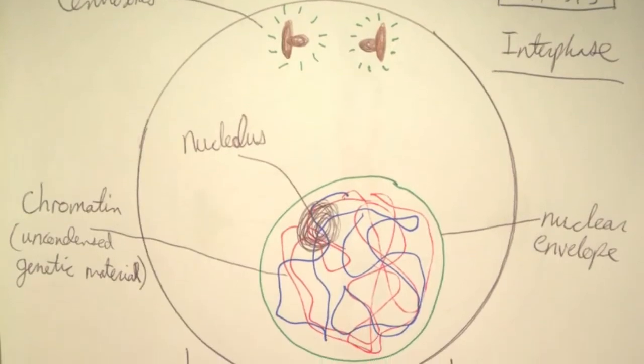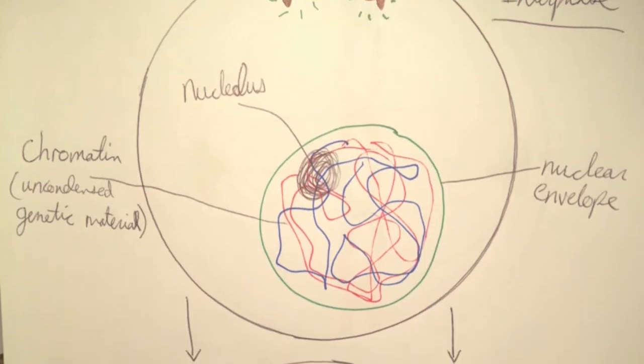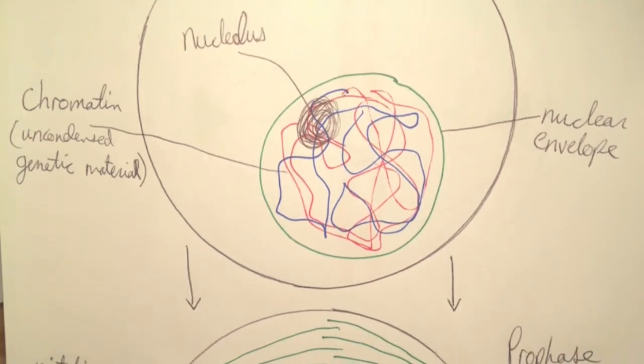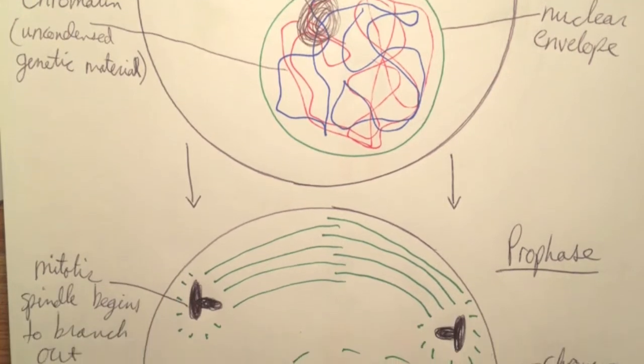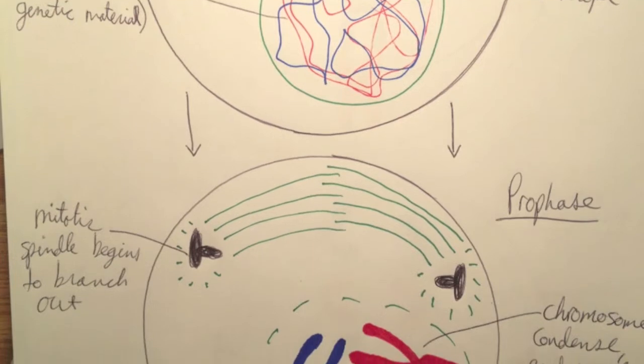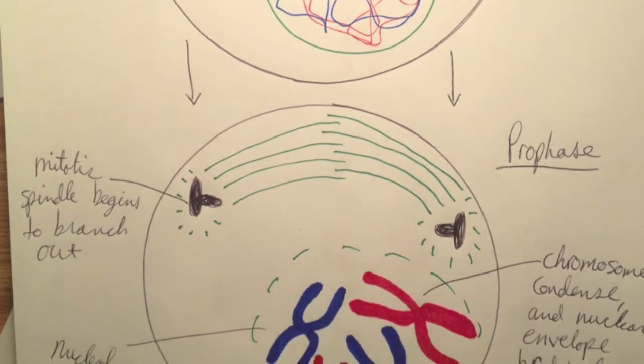Shown first is interphase. By this time, DNA is replicated, but not condensed into chromosomes. They remain as loosely coiled chromatin. Next is prophase. Now the DNA is condensed to form chromosomes. The nuclear membrane is no longer visible, and the spindle apparatus has begun to form.